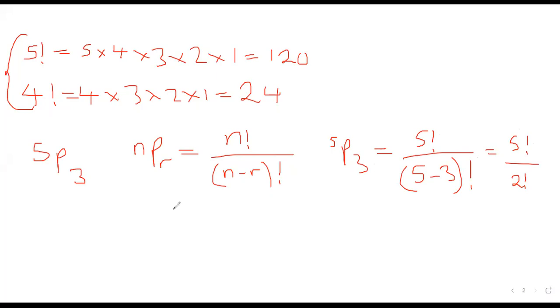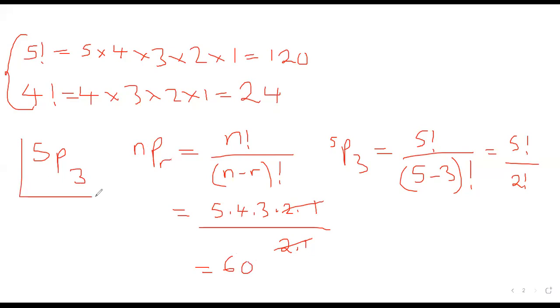So we're going to now use the laws of maths. 5 times 4 times 3 times 2 times 1 on top. Then below here, we have 2 times 1. You just cancel these out. And what we're going to get is 60. So our n permutation r is 60.